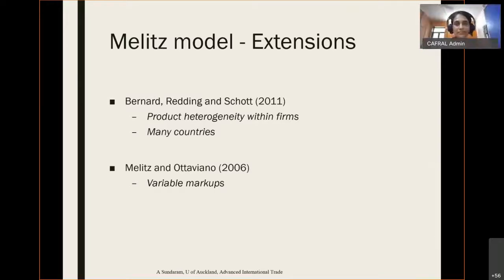At least a flavor of the model, right? And that's what I've tried to give you. So any questions on Melitz?